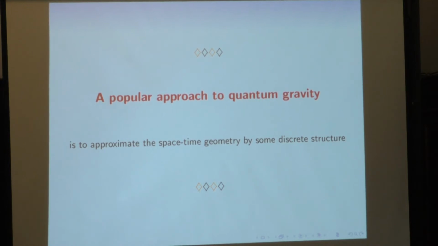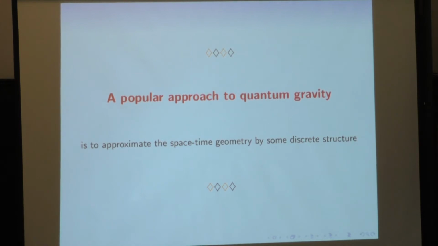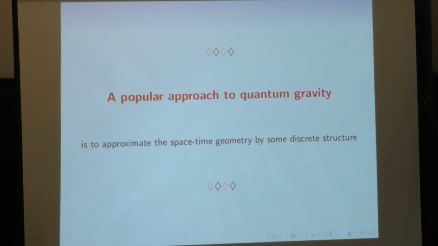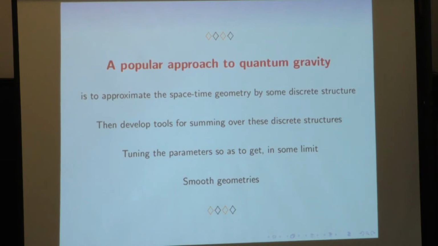Now, why do we want to count boxes? Well, that's because a popular approach to quantum gravity, at least it was popular 30 years ago when I first stepped into this building, was to approximate space-time geometry by some discrete structures and then try to set up tools for summing over these discrete structures and then hope for some kind of continuous limit which will look like semi-classical gravity, maybe with some quantum corrections.